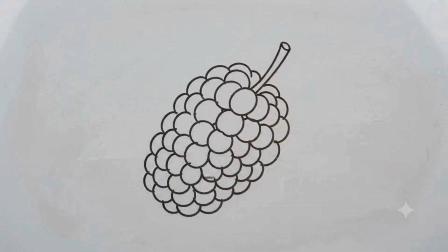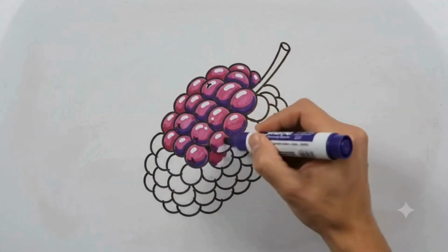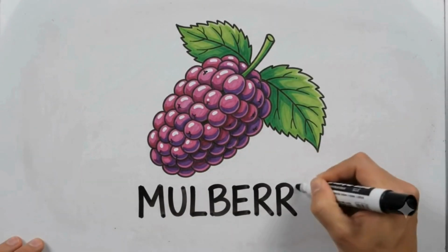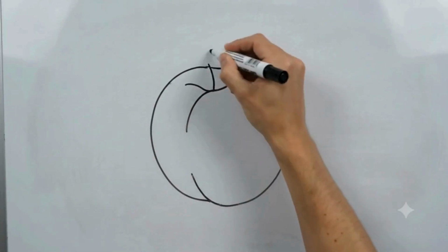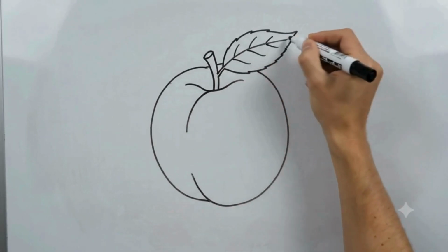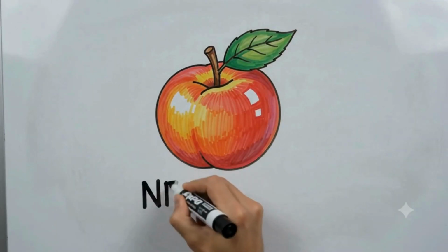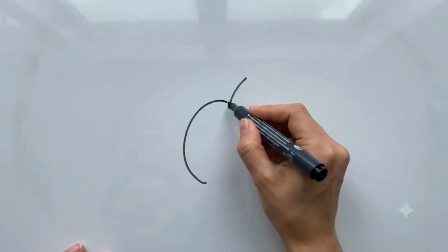Mulberry is purple in color. Nectarine is orange in color.